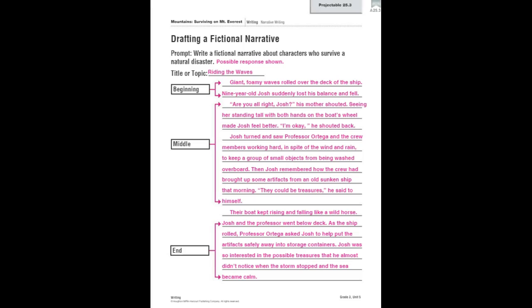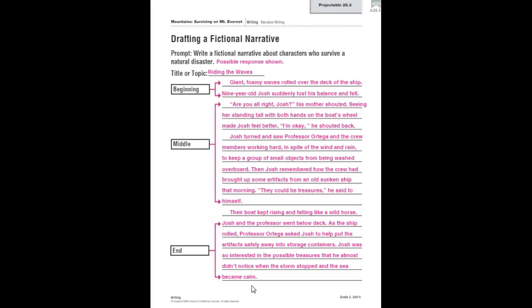So their boat kept rising and falling like a wild horse. Josh and the professor went below deck, and as the ship rolled, Professor Ortega asked Josh to help put the artifacts safely away into storage containers. Josh was so interested in the possible treasures that he almost didn't notice when the storm stopped and the sea became calm. Okay, so here we have closure. This is an interesting way to end this. But we know that the storm stopped, the sea became calm, and nothing serious happened. Okay, so this is just a sample draft based on the pre-writing organizer that I showed you at the beginning of this lesson.